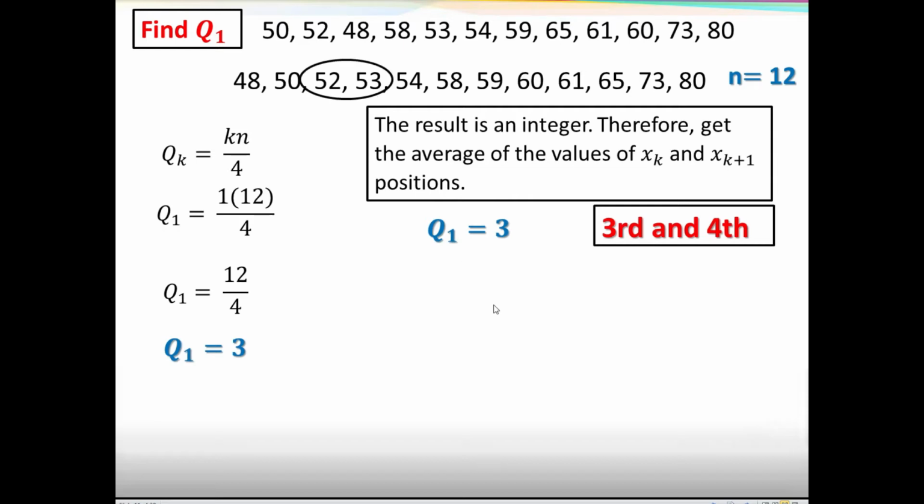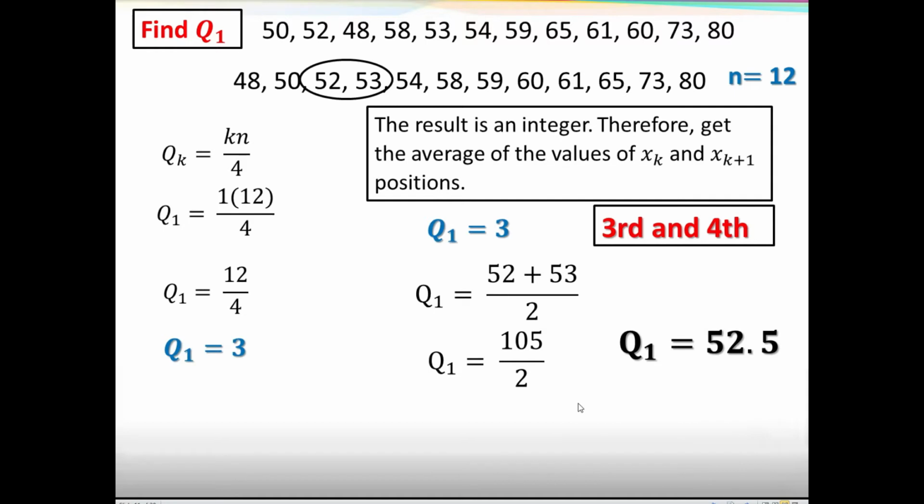To find Q sub 1, we need to get the average of 52 and 53. So Q sub 1 equals 52 plus 53 all over 2. 52 plus 53 is equal to 105. So 105 divided by 2, that's equal to 52.5. Therefore, Q sub 1 equals 52.5.